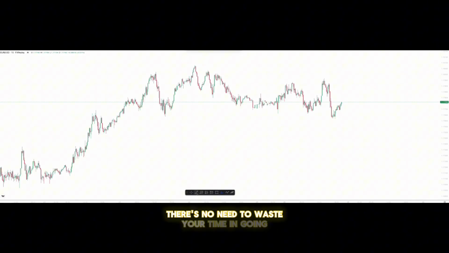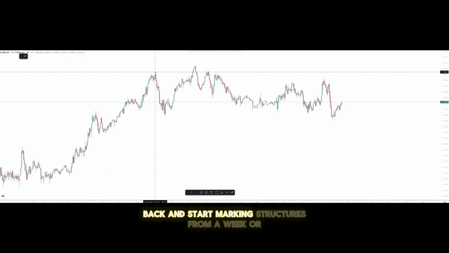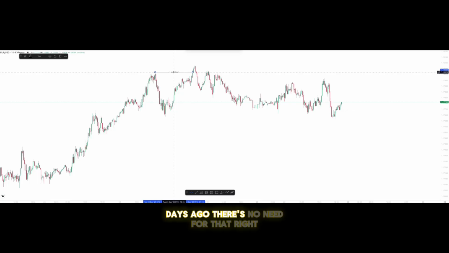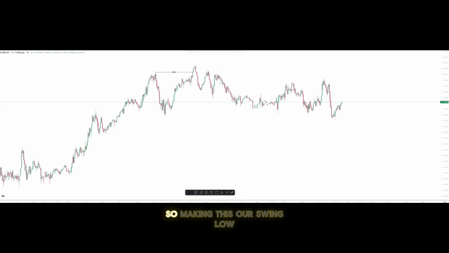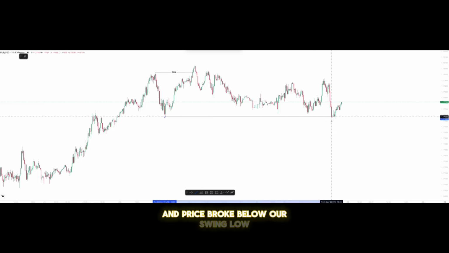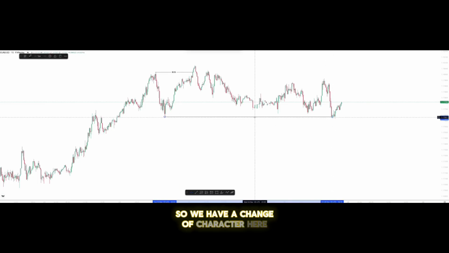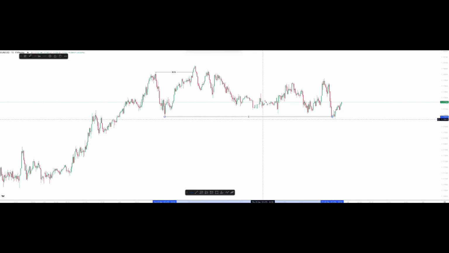There's no need to waste your time going back and marking structures from a week or days ago. There's no need for that, right? You can just mark out the most recent structure and you get your directional bias from that. Okay, so you can see price broke structure to the upside, making this our swing low, and price broke below our swing low. So we have a change of character here, which is a clear indication of a shift of trend.